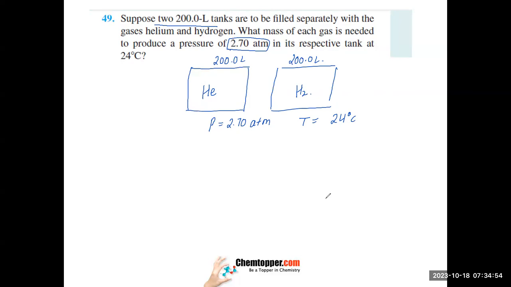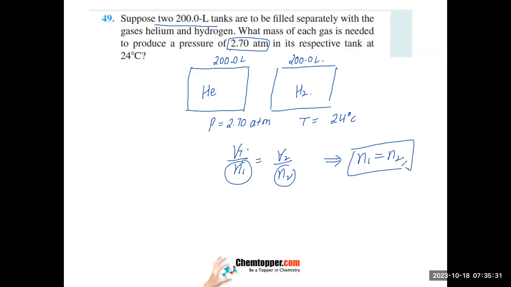If they are equal volumes, what about their moles of hydrogen and helium? What about the moles? Equal volumes at the same temperature and pressure have equal moles, isn't it? Avogadro's law. V1 over N1 is V2 over N2. Now V1 and V2 are equal, 200, 200. So it means N1 and N2 are equal, right? Can I say that, children? Equal volumes have equal moles.